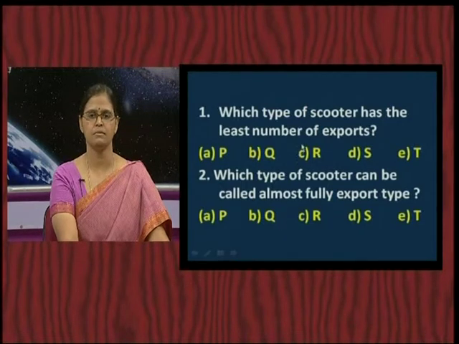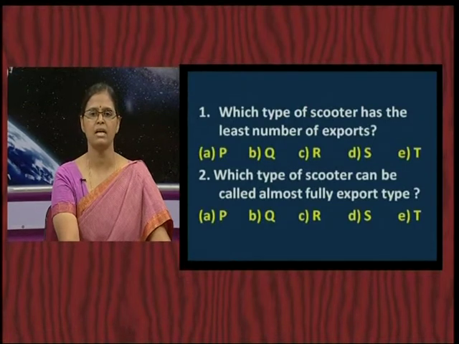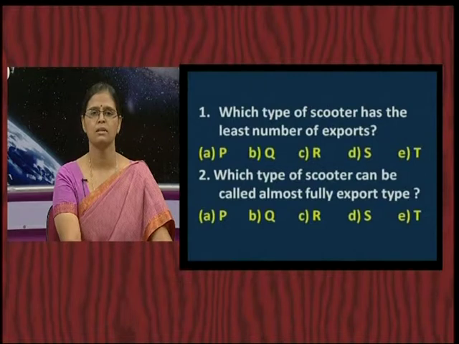So, for the previous question, you are looking at the least value. For the next question, you are looking at the maximum value. Whichever has the maximum value of exports gives us the answer, that is the type of scooter which is manufactured for full export.